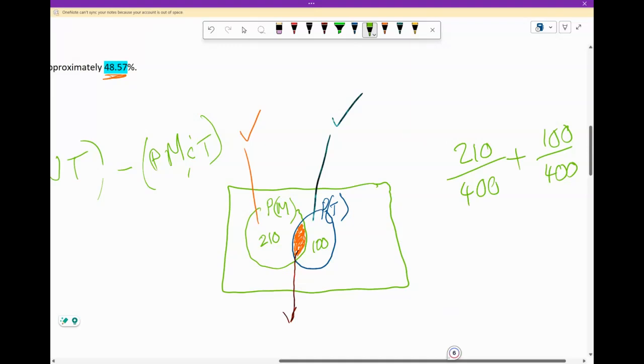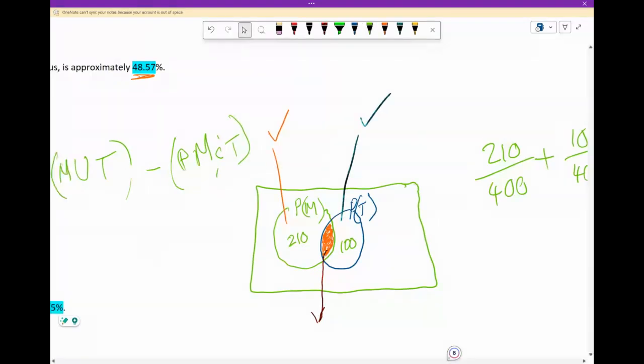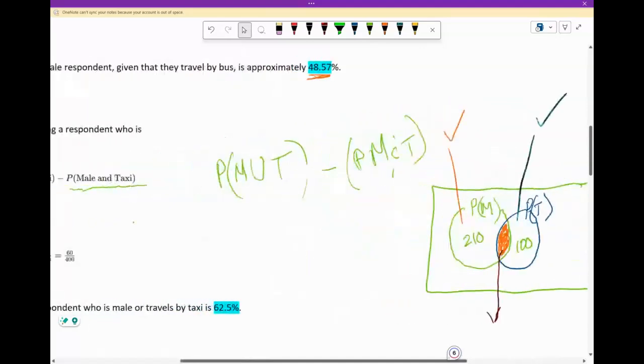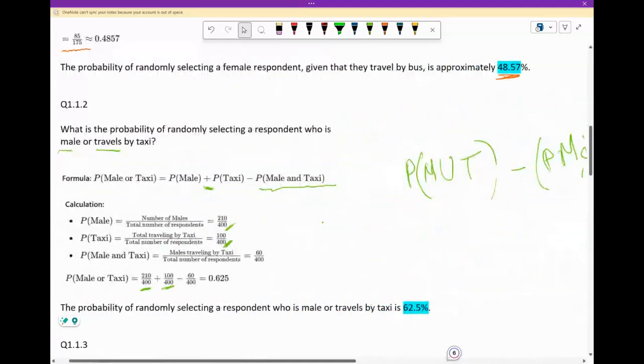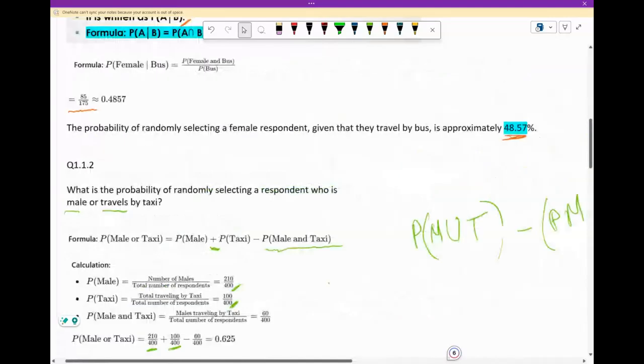If we just add them, we might include, in fact, we will include those that belong to both. In other words, they're both male and travel by taxi, a duplicate. Can you see that? Select 60 where? Yes, where did we get the 60 from?